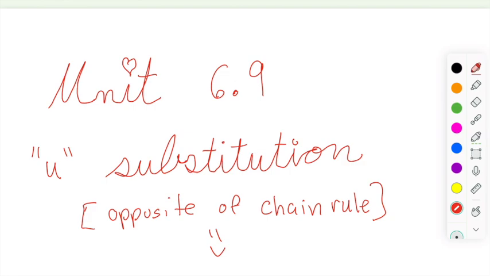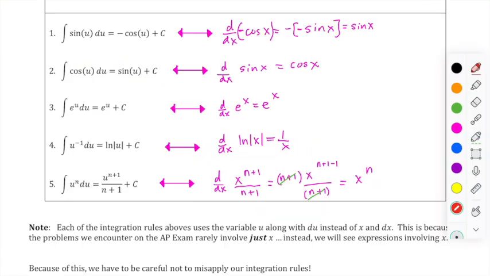This is the final video for Unit 6 integration. We're going to learn U substitution, Unit 6.9. Okay, so these are your basic integral forms here on the left.